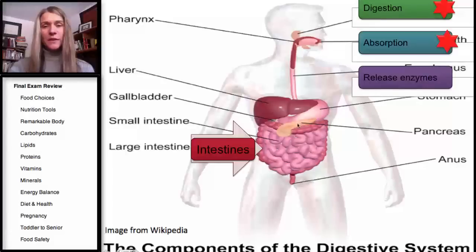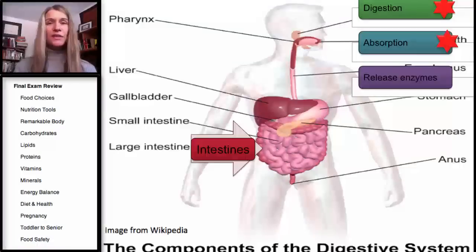Once it goes from the stomach, it'll actually go into the intestines, seen here. And remember, the intestines are the most important organ in digestion and absorption. There are enzymes that are released to help with digestion, or the breakdown of food. And then those food nutrients are absorbed, pulled into the bloodstream.